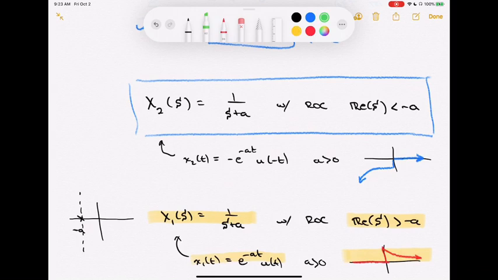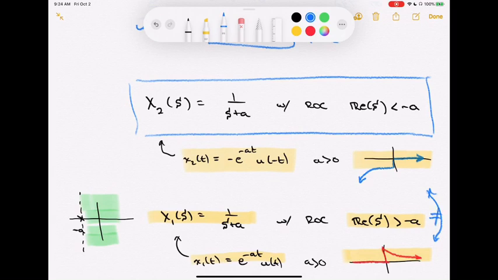And so we came over here and we said, hey, the region of convergence is everything over here to the right, something along those lines. Our second signal that we did was x2 of t equals minus e to the minus at u of minus t, which was an anti-causal growing exponential, right? Take a look at those two signals between these two cases.